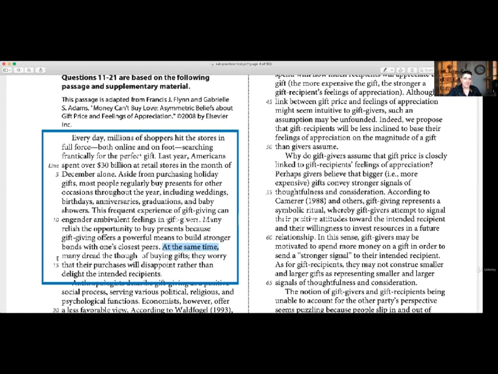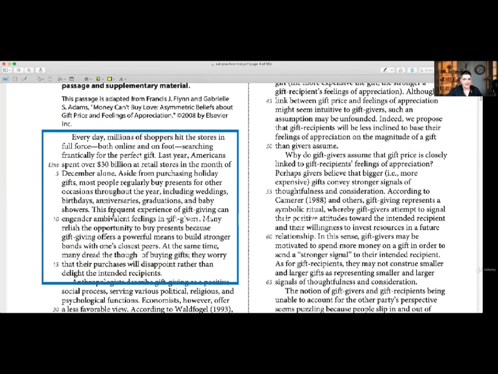At the same time, many dread the thought of buying gifts. They worry that their purchases will disappoint. So I would say that the thesis begins here with this statement. The thesis begins on line 9, and actually this is the main thesis statement, right? This frequent experience of gift giving can engender ambivalent feelings in gift givers. And then the rest is an explanation of what these ambivalent feelings are.